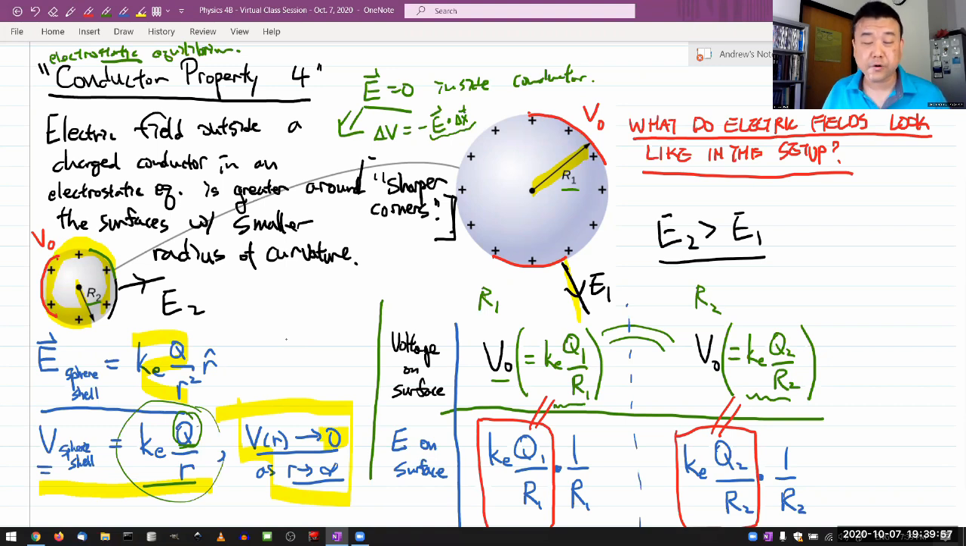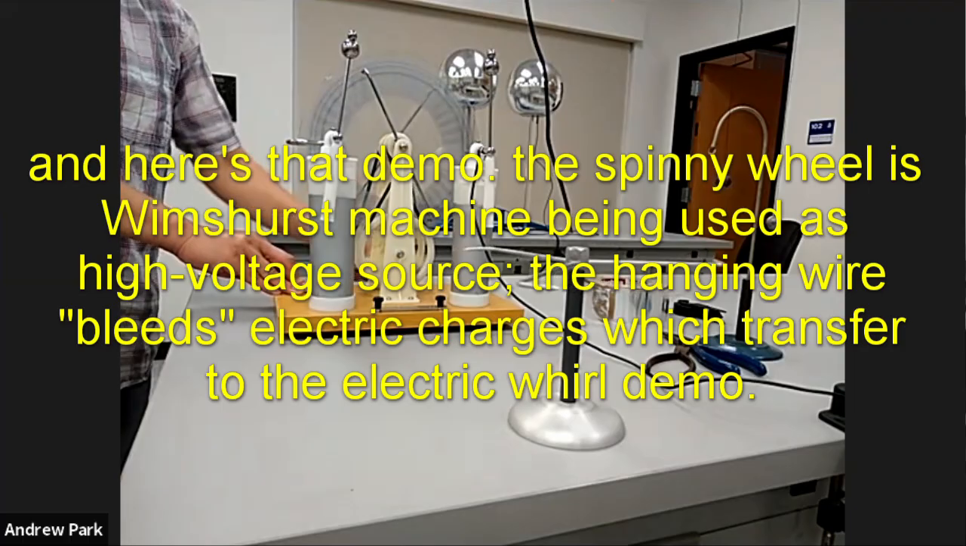For arbitrary conductor shapes, it depends on the exact shape. We don't have a formula for it, but we can say that when I have a conductor that looks like this, electric field is going to be strongest here. And that's why with the electric whirl demo, you see it spinning the way it spins, because where the ionization has to happen is at the tip of those arms where it's been deliberately sharpened. So that's conductor property 4.